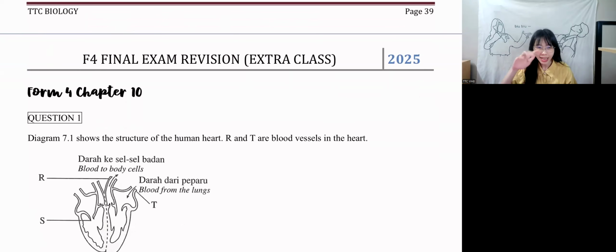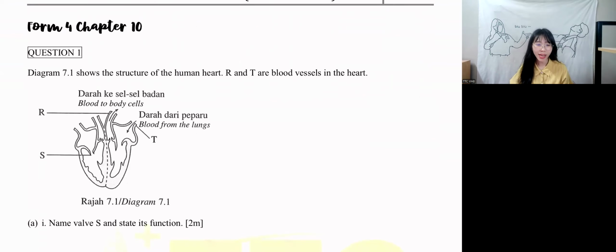Okay, let's look at chapter 10, guys. Page 40, chapter 10. Figure 7.1 shows the structure of the human heart. R and T are blood vessels of the heart. So this is the human heart. Name valve S and state the function. Okay, we're going to label everything from here.